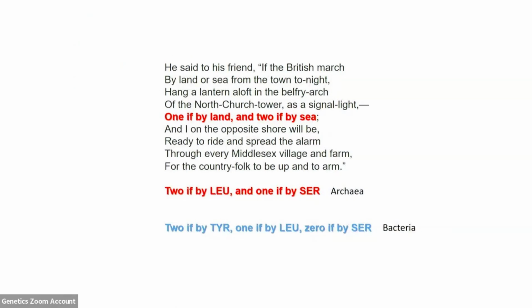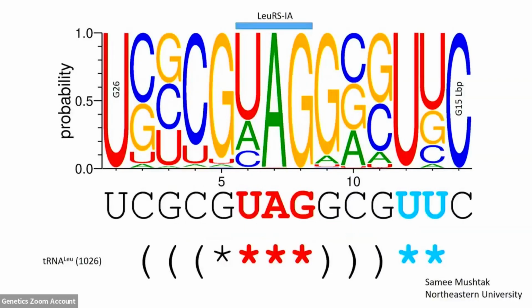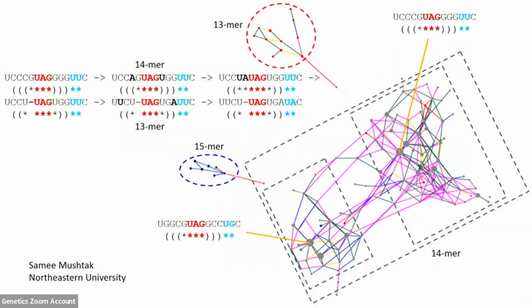Okay, so here it is. 1F by Leu and 2F by Ser, Paul Revere's ride, and 2F by Leu and 1F by Ser in archaea. Bacteria, it's like a mess. We don't want to talk about that right now. Okay.